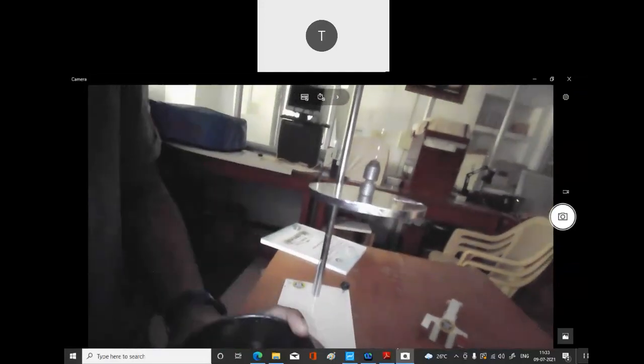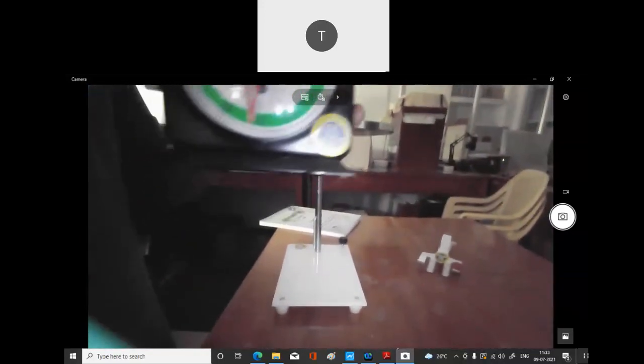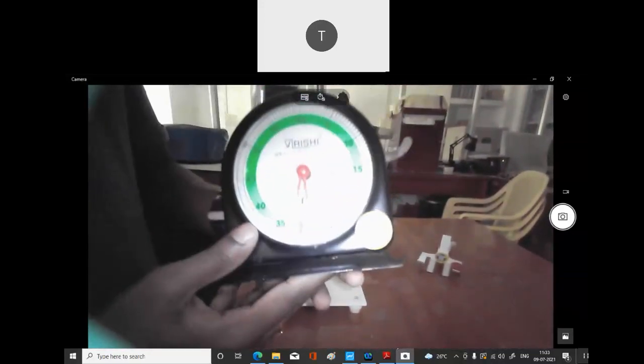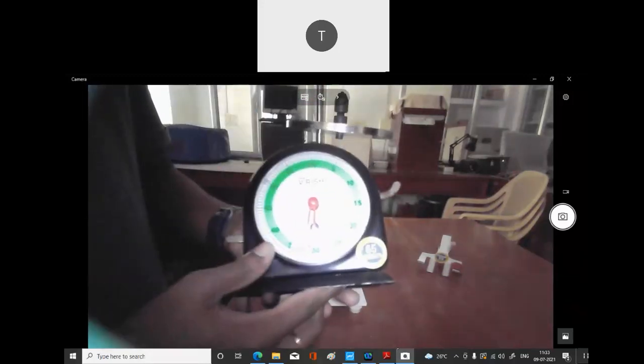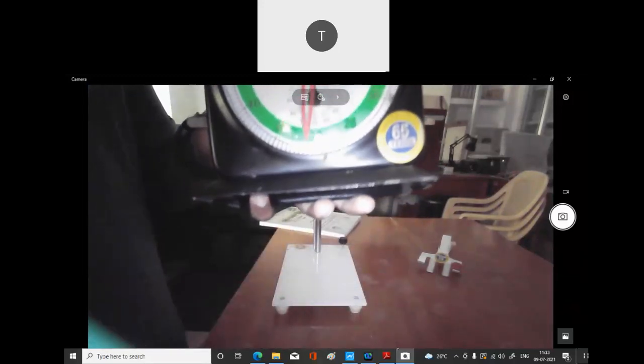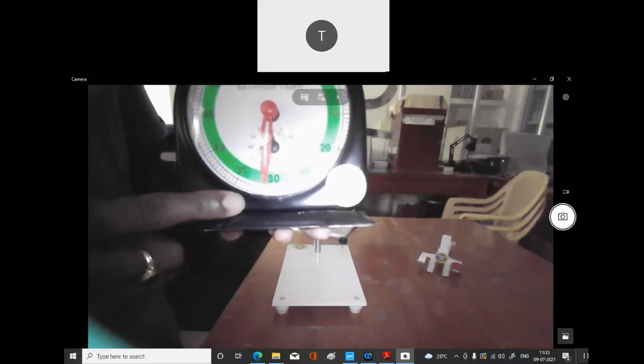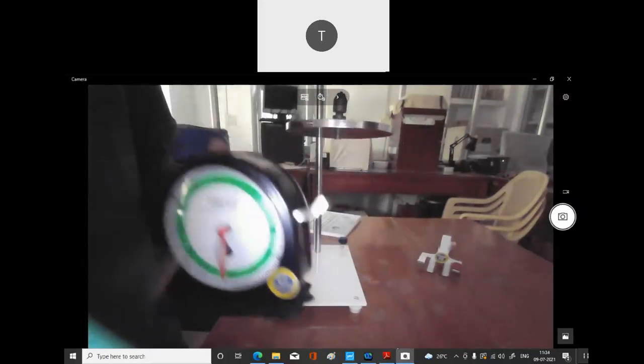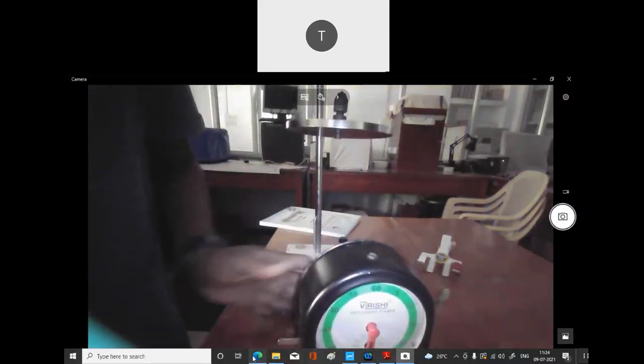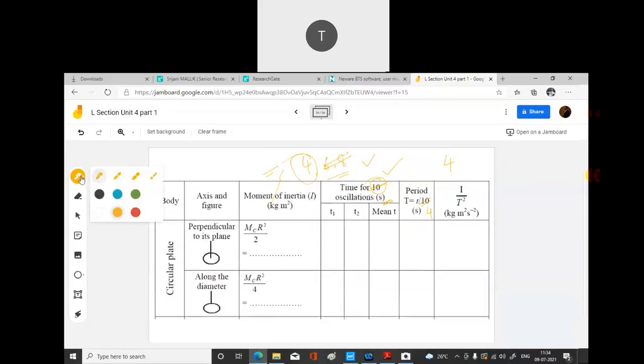Okay, so that means it is giving almost... this is the time period, so it is almost like 30 seconds. Okay, so it is 30 or 31 seconds for 4 oscillations. I will write it down here. So for the first reading, perpendicular to the plane, for 4 oscillations, what is the time taken? It is taking 31 seconds. Okay, so I'll write here 31 seconds.